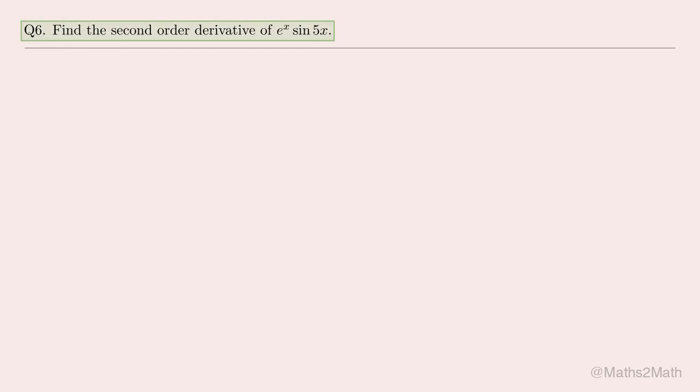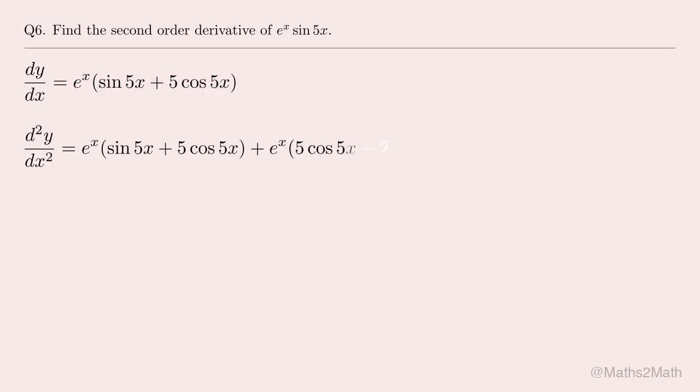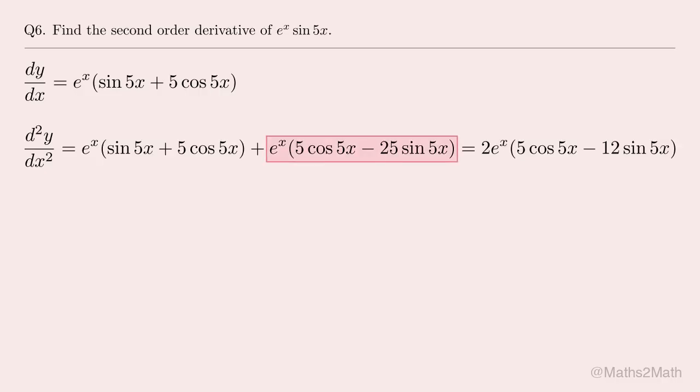Question 6. An exponential times sine of 5x. Each differentiation mixes the pair. Collect sine and cosine coefficients at the end. First derivative. The exponential reproduces, sine gives 5 cosine. Differentiate again and add like terms. The sines collect to minus 24, the cosines to 10.